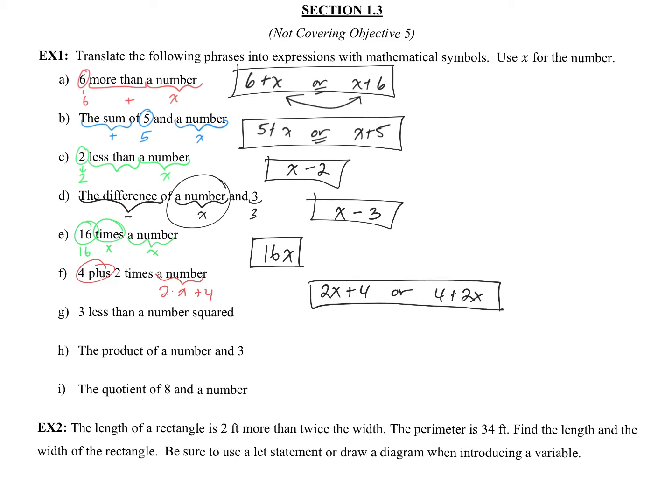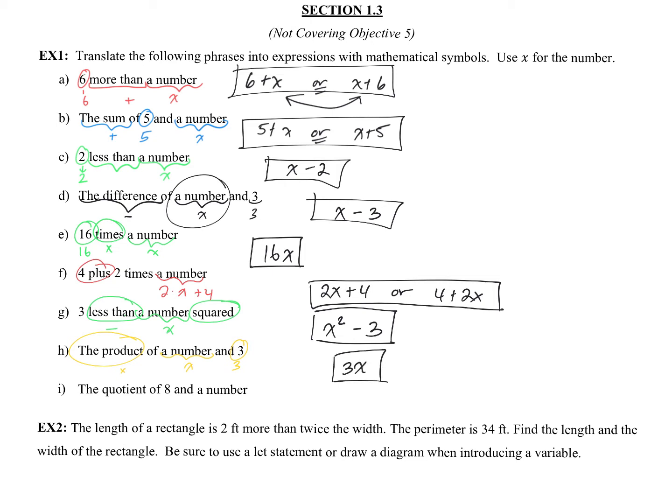Okay, next one, 3 less than a number squared. Well, we know that less than has that subtraction meaning, right? So we're going to take 3 away from a number, but what's happened to that number? It's being squared. So we have a number squared, and we're taking 3 away from it. That one's definitely a little tricky. Next one, the product of a number and 3. Well, once again, always find that number, so that's x, and we want the product. What does product mean? Product means multiplication. So the product between a number and 3 is just going to be 3x.